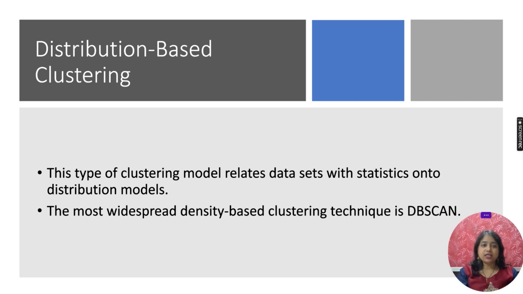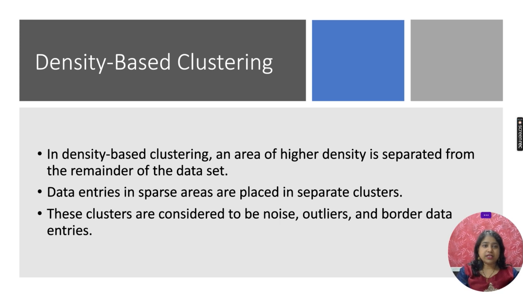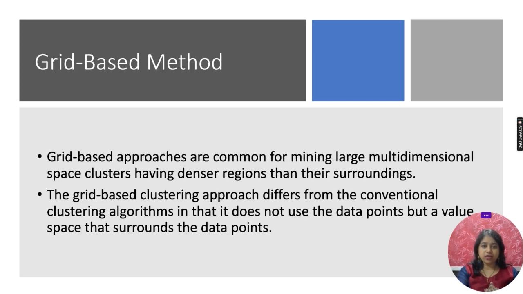Distribution-based clustering. This type of clustering model relates the data set with statistics onto the distribution model. The most widespread density-based clustering technique is DBSCAN. Density-based clustering: in density-based clustering, an area of higher density is separated from the remainder of the data set. Data entries in sparse areas are placed in separate clusters. These clusters are considered to be noise, outliers, or border data entries. So density-based clustering will remove the outliers.